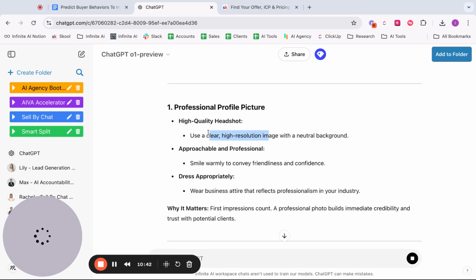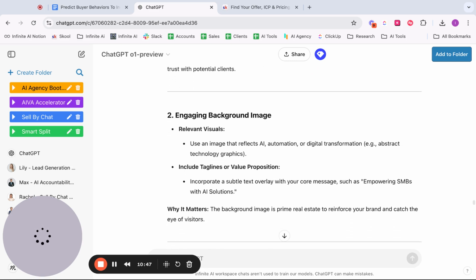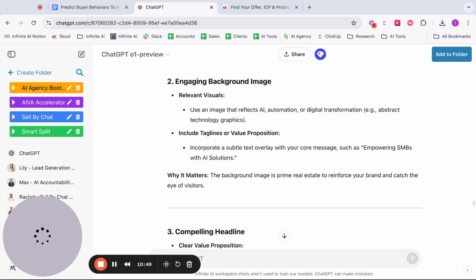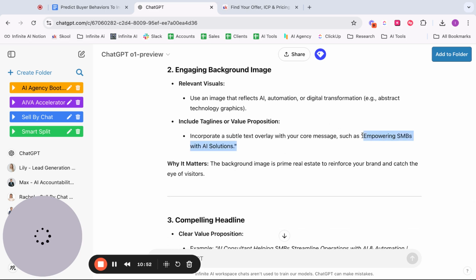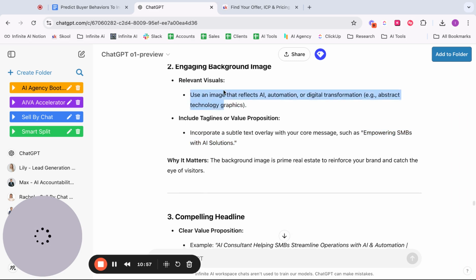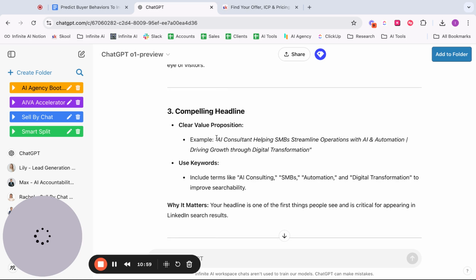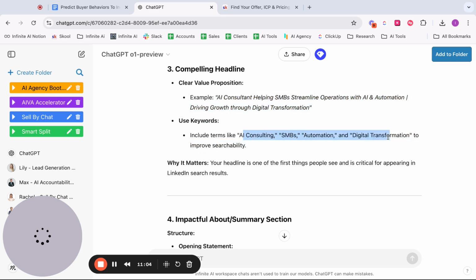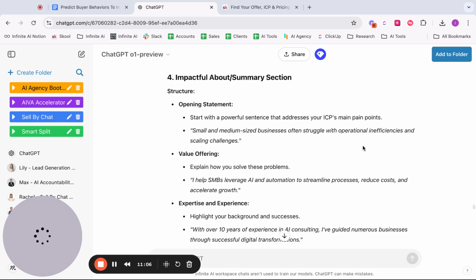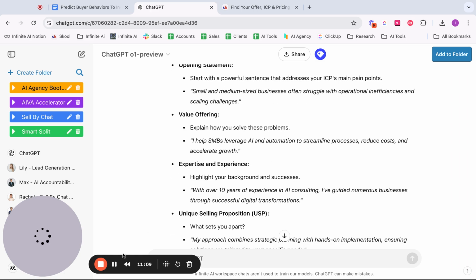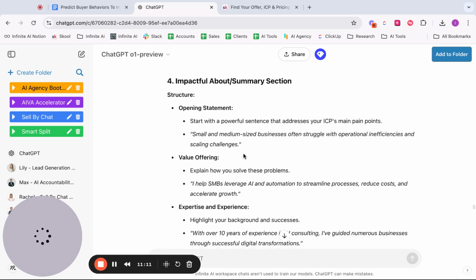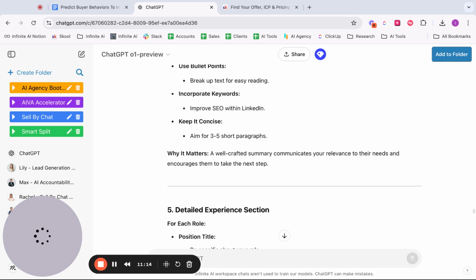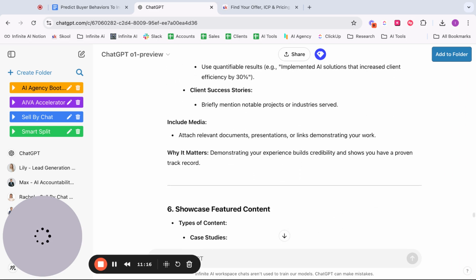And here it's saying, okay, some of these things we already know, right? But some of these things we might not have thought about. So, for example, your tagline should be something like this. Your visuals should be something like this. Your value proposition could be something like this. Doesn't have to be the exact one. Keywords to include would be these. Right, and then you can see here, this is like some tips for the about section, and all this.